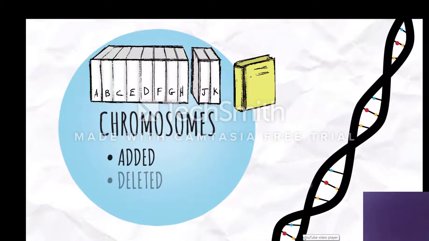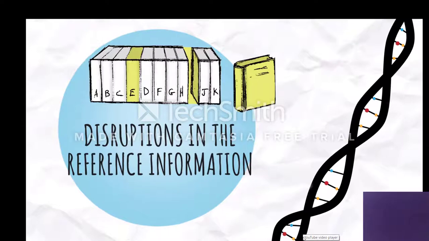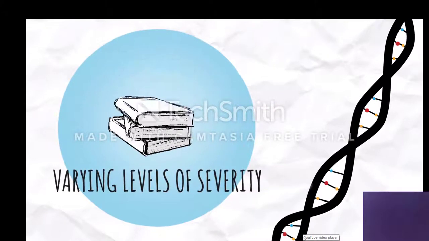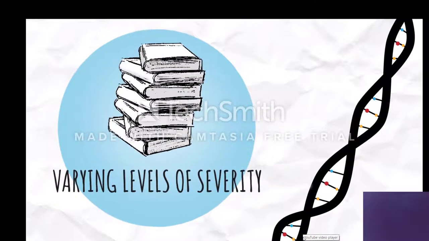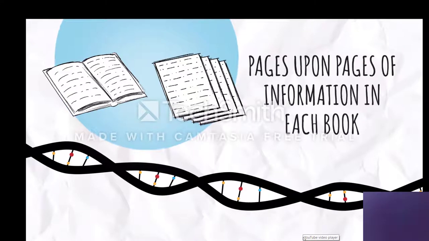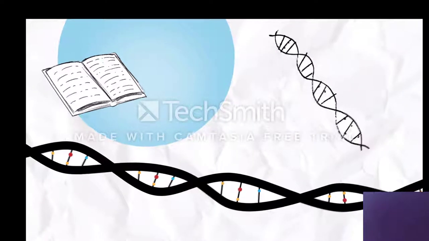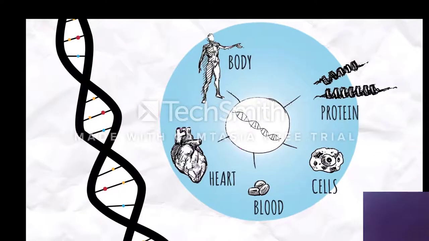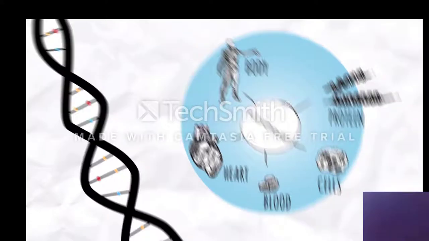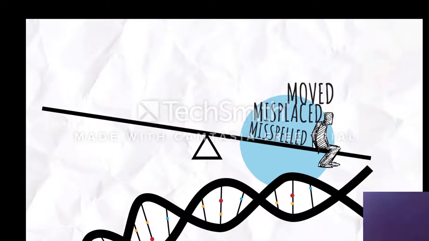If one is added, deleted, or out of place, it may cause disruptions in the reference information. The severity of this disruption may depend on how much information is changed as a whole. If we take a closer look at each volume of the encyclopedia set, we will notice that there are pages upon pages of information in each one of these books. These pages are analogous to the genes that code for everything in our body, from tissues to blood to different bodily functions. If these genes are misspelled, misplaced, or moved to a different location within our genome, it can have mild to severe effects on a person's health.